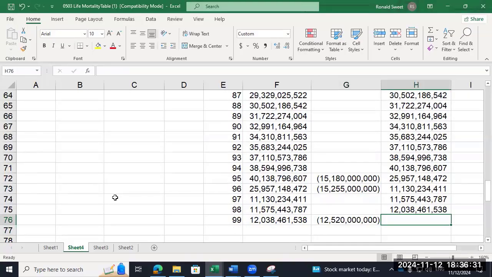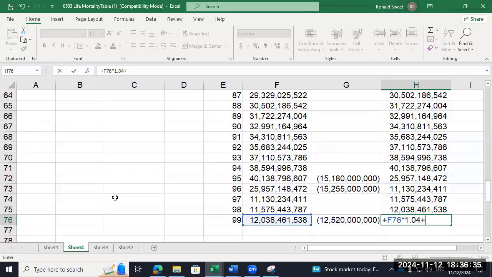So here we have to change the formula a little bit. The beginning balance times 1.04 plus how much is paid out. And what should happen if I hit enter here? Should equal 0. How do we do it?